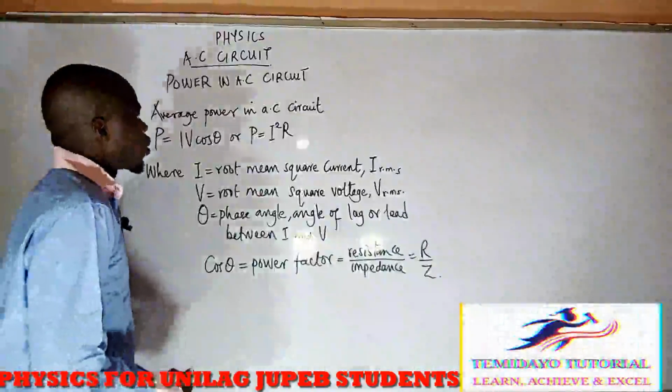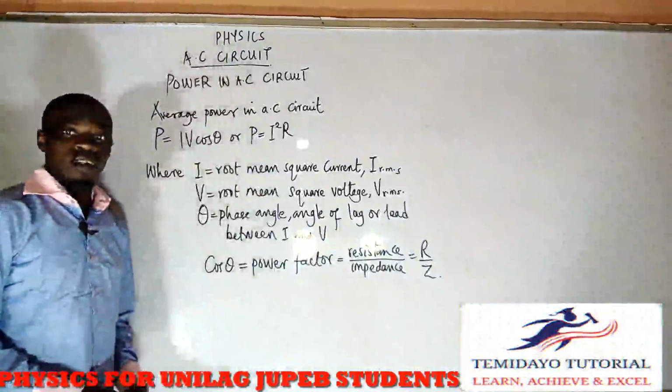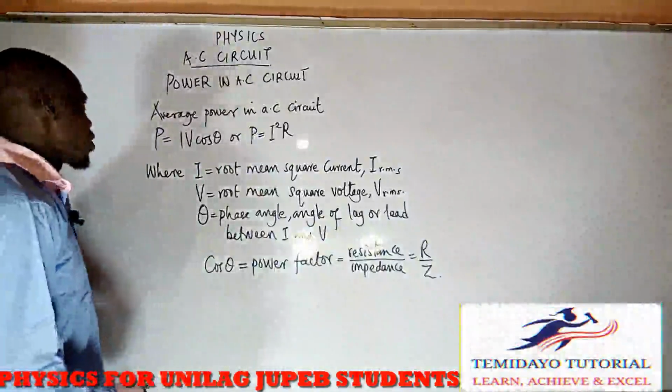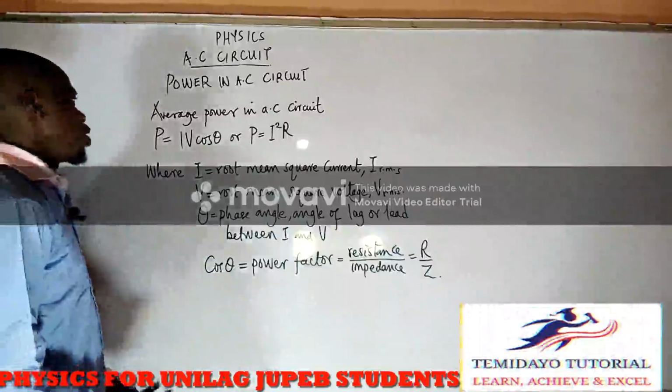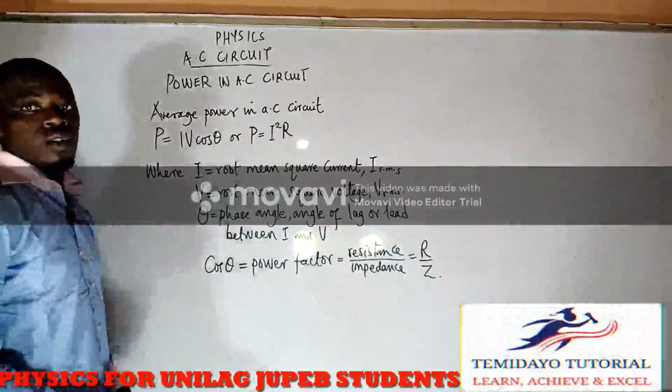Now here we are going to consider the power in AC circuit. When you talk about power in an AC circuit, average power in an AC circuit is given as P is equal to IV cos theta.